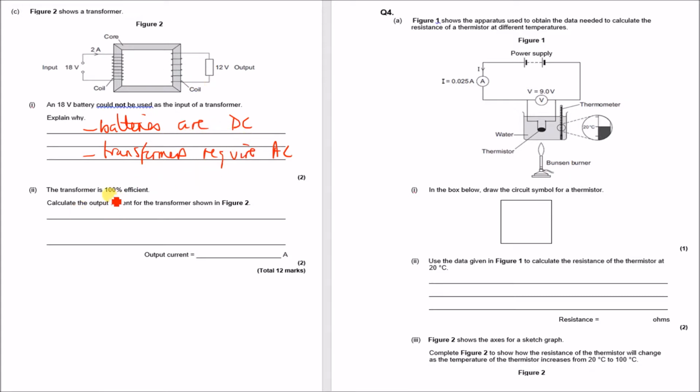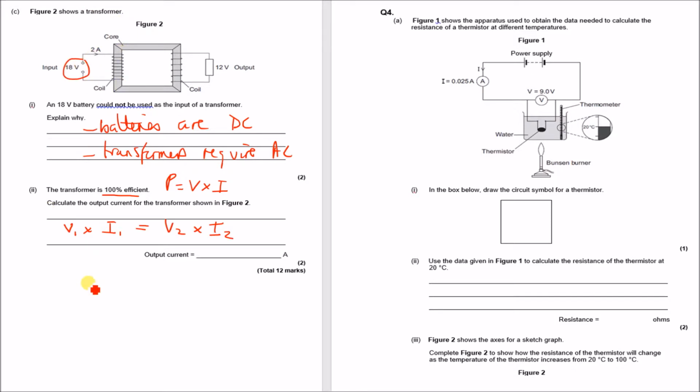The transformer is 100% efficient, so because of that we can use the power equation, and power is equal to voltage times current. So we know that the primary, this side, so we call that V1 times I1, must be equal, because it's 100% efficient, to V2 times I2. Okay, so what is the voltage on this side here?